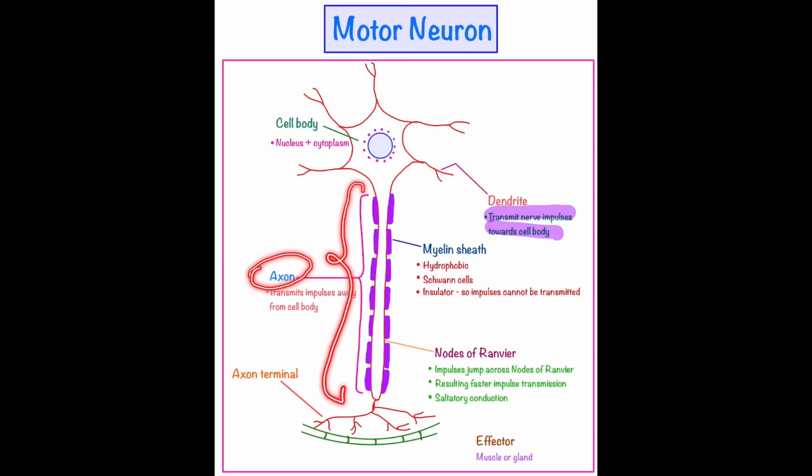So whatever nerve impulses are coming here in the cell body, this axon is going to transmit it towards the axon terminals like this, right?